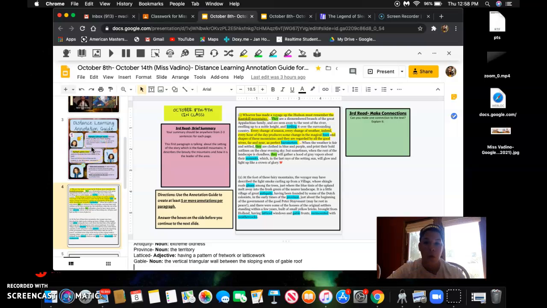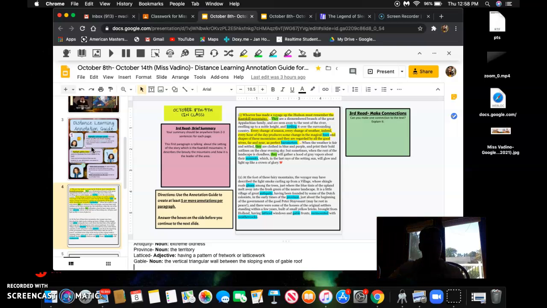Find the words that you don't know first. You can either skim through the text and find those words, or you can read the paragraph as is and then go back and research.